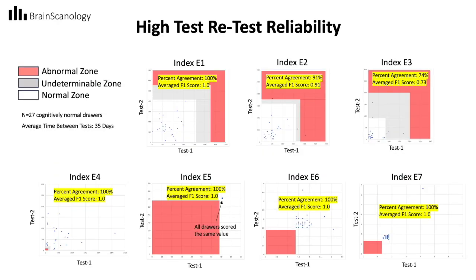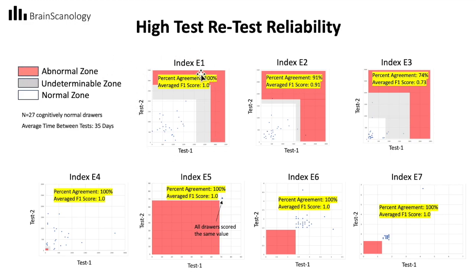In our ongoing study of cognitively normal patients drawing clocks, we see that there is a high test-retest reliability of CDT Open. Again, as you can see in this legend, the white zone means normal, the middle zone means undeterminable, and the pink zone means abnormal.